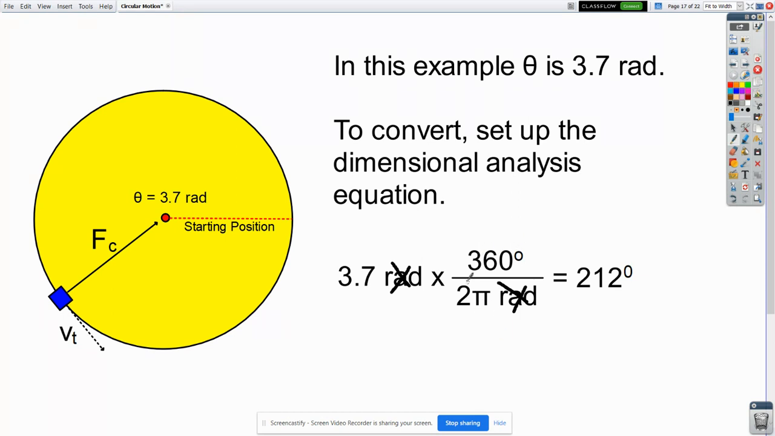Multiply by the number on top, divide by the number on the bottom. So 3.7 times 360 equals, divided by 2 pi, or 6.28, would give us 212 degrees. This is a 212 degree angle. Again, note the centripetal force points towards the center of the circle. If I wanted to put my centripetal acceleration on here, it would be the same thing.